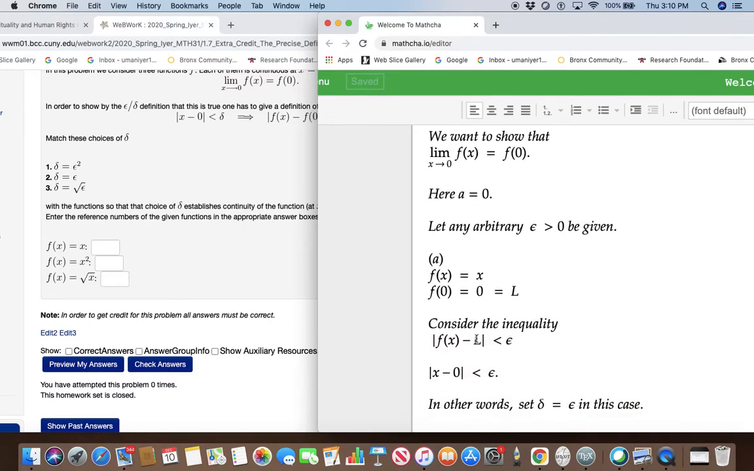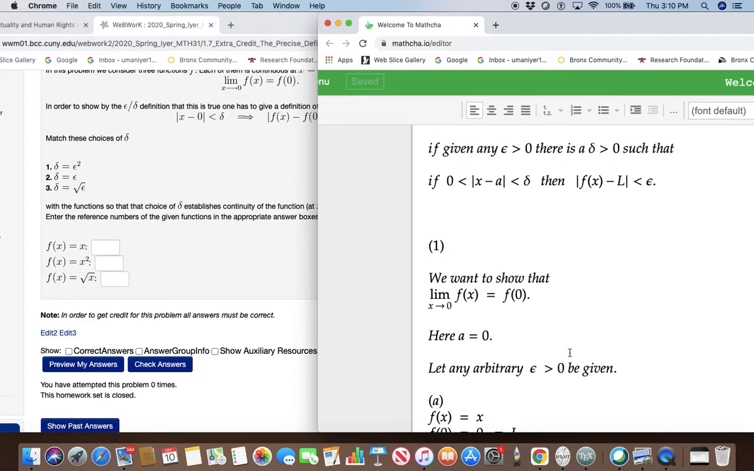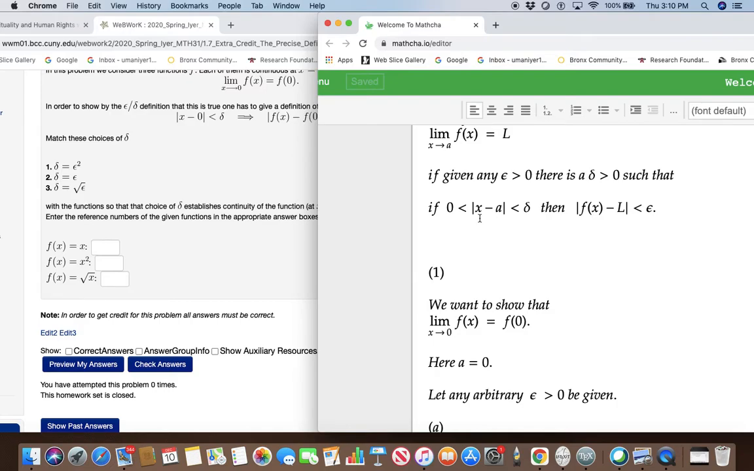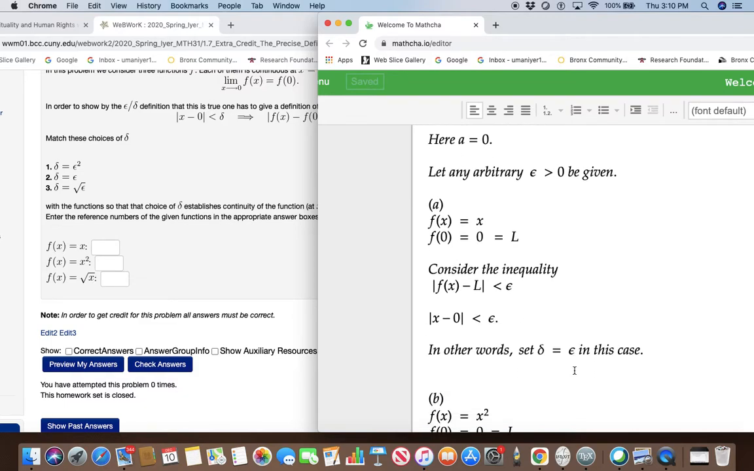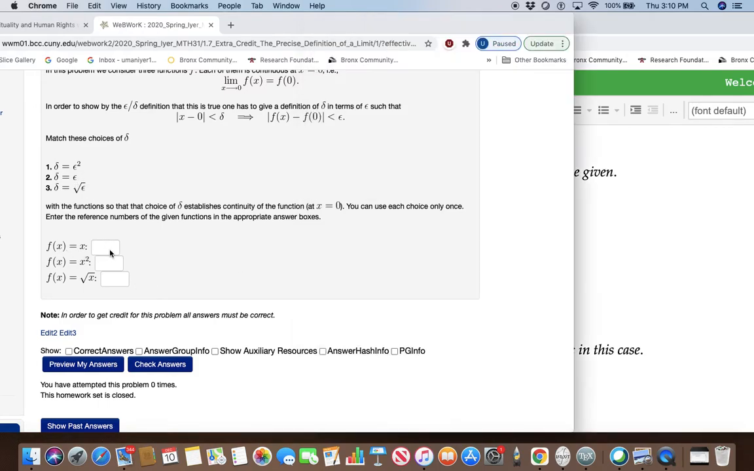Okay. What is our story? f(x) is x, L is 0. So this is nothing but absolute value x minus 0 less than epsilon. Wait a minute. This is precisely here. x minus 0 is what you're looking for. So, in other words, my delta is epsilon in this case. So f(x) equals x corresponds to delta equals epsilon.